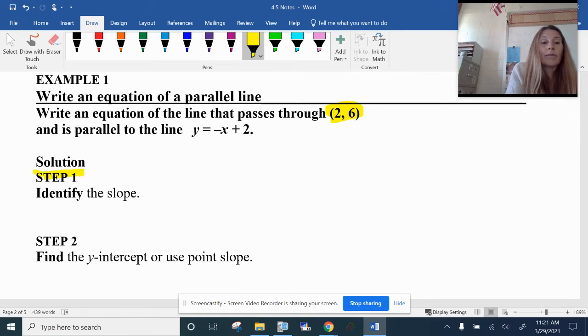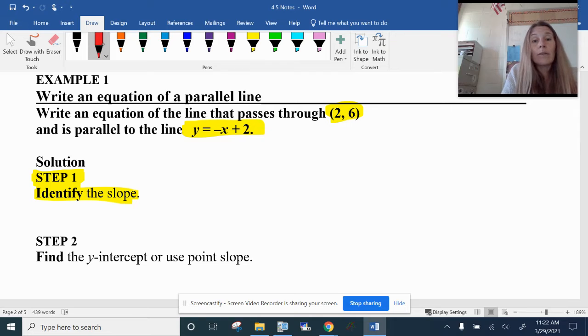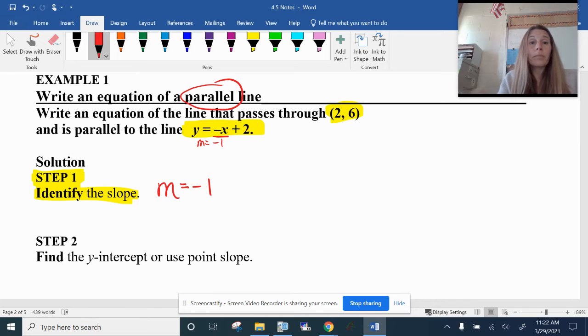So our first step, of course, is to identify the slope, which we just kind of went over on the last page. Now, this is the original line that's given to us. Obviously, we can see the slope here is -1, right? But because our line is going to be parallel, it's also going to have a slope of -1.